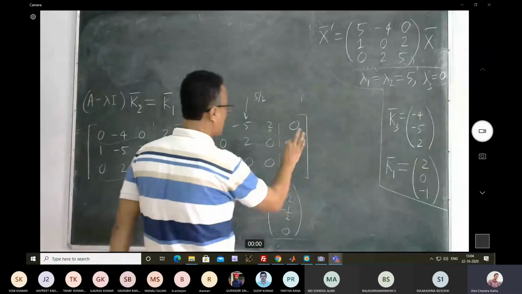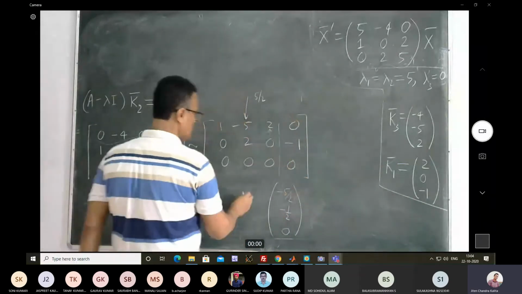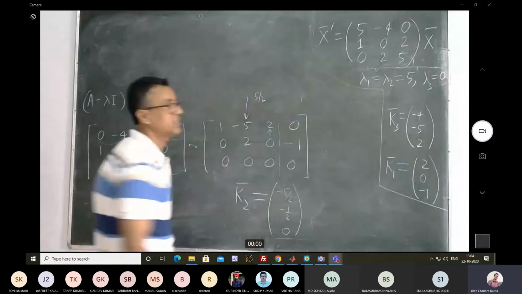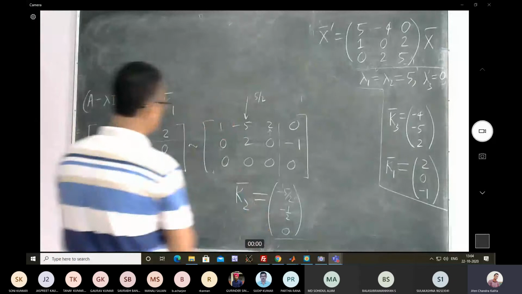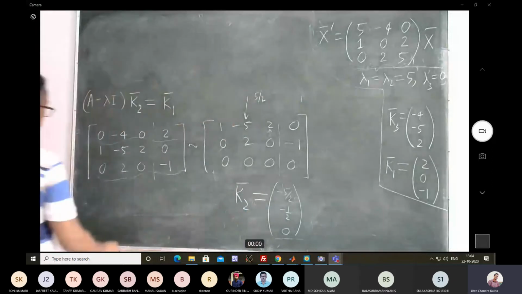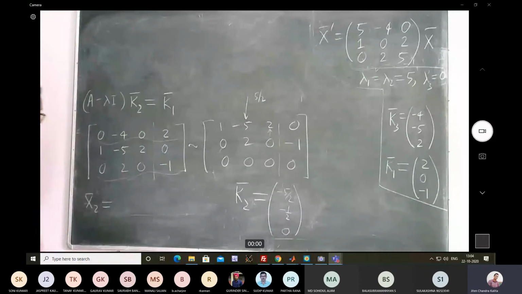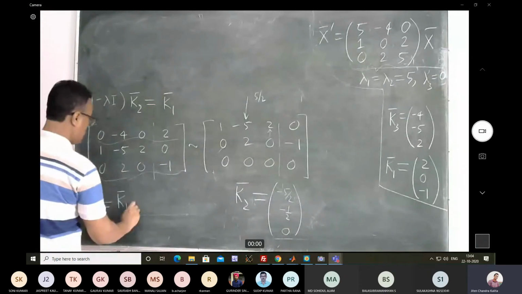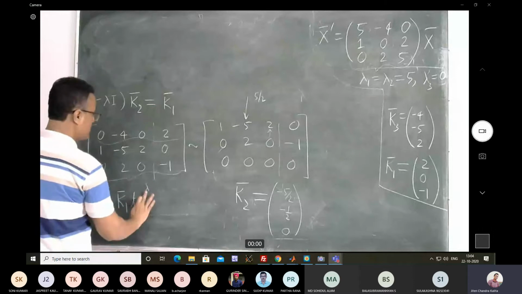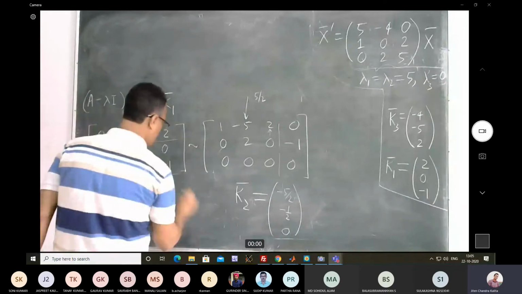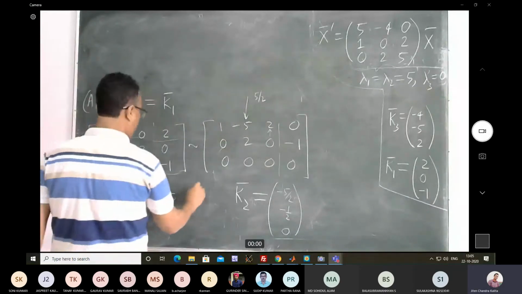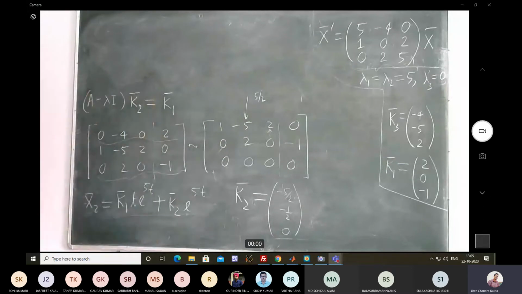Although, from solving this system of equations, I have got k2 equal to this, right? Eventually, in my solution, what is going to happen? Your x2 is going to be something like k1 t e to the power 5t plus k2 e to the power 5t, right? Are you getting my point? Okay. Just a minute.